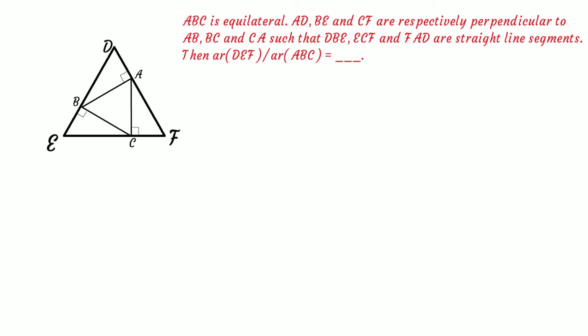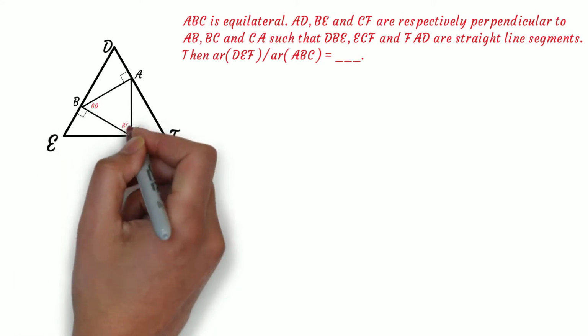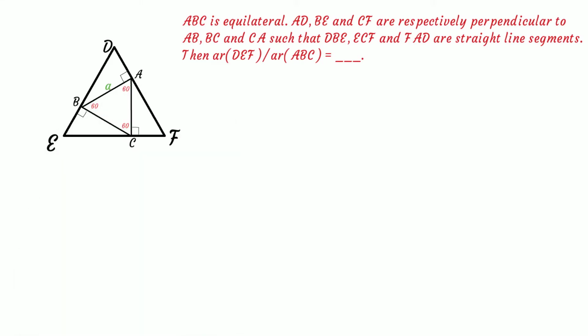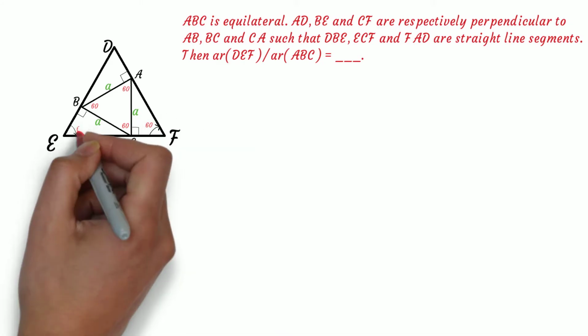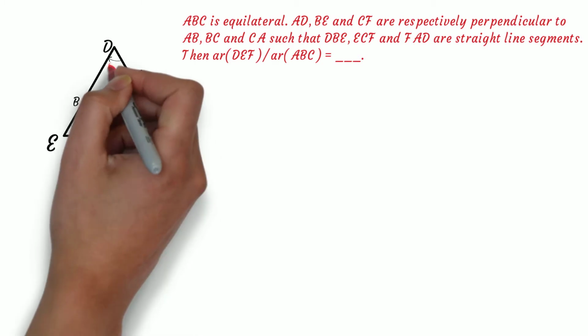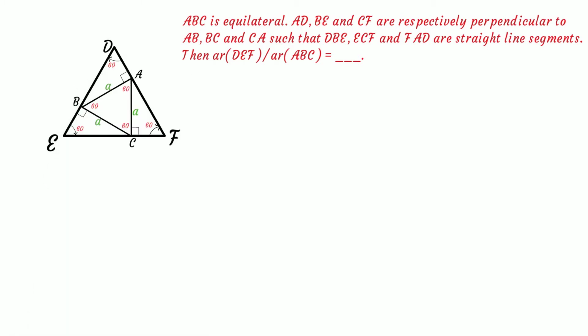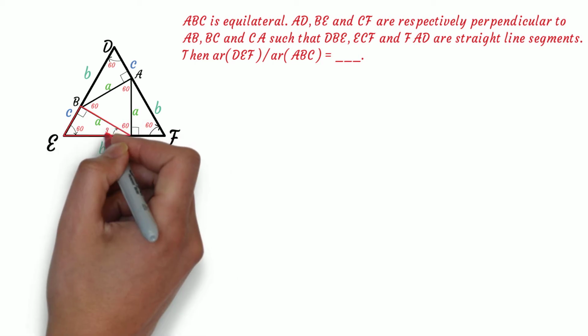Let's get started. First of all, you could very easily find that triangle DEF is also equilateral. Moreover, by symmetry, you could also find that the three right angle triangles ACF, BAD and CBE are all congruent. So, let's name the sides A, B and C. After naming all these sides, our diagram looks something like this.